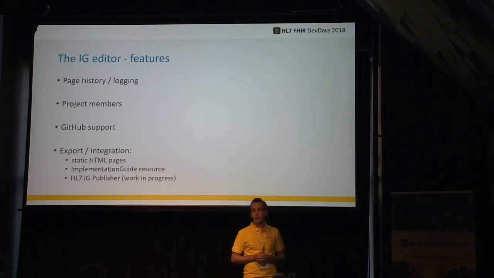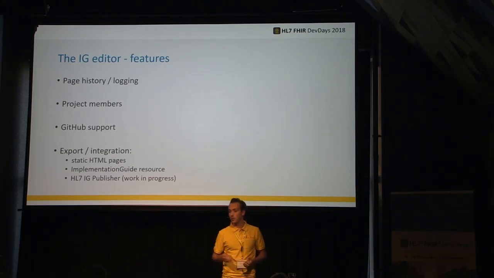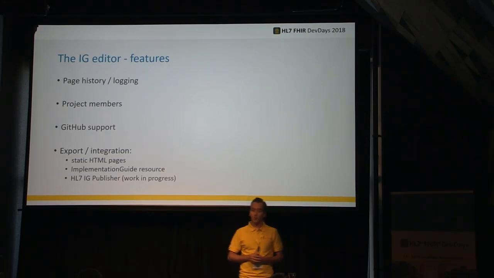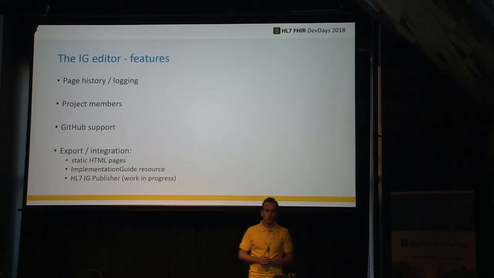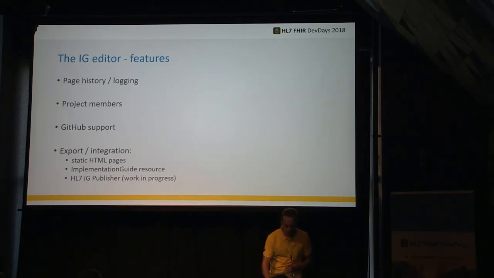It's also possible to have your implementation guide in GitHub, with a GitHub link or GitHub webhook to Simplifier, which will then render all the resources in your GitHub project. It's also possible to export the whole implementation guide to static HTML files or to the implementation guide resource. Currently we are working on aligning it more with the HL7 publisher, where we have a first demo in which we use the export of Simplifier to put it into the HL7 publisher. It's still work in progress, and Lloyd will talk more about the HL7 publisher later on.